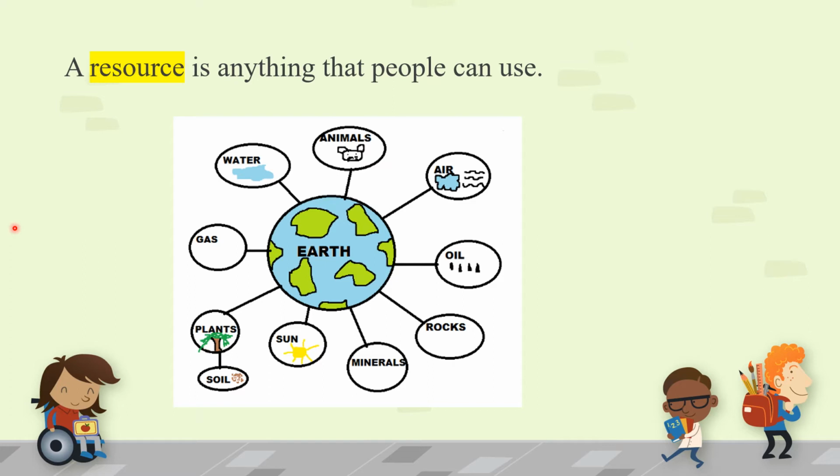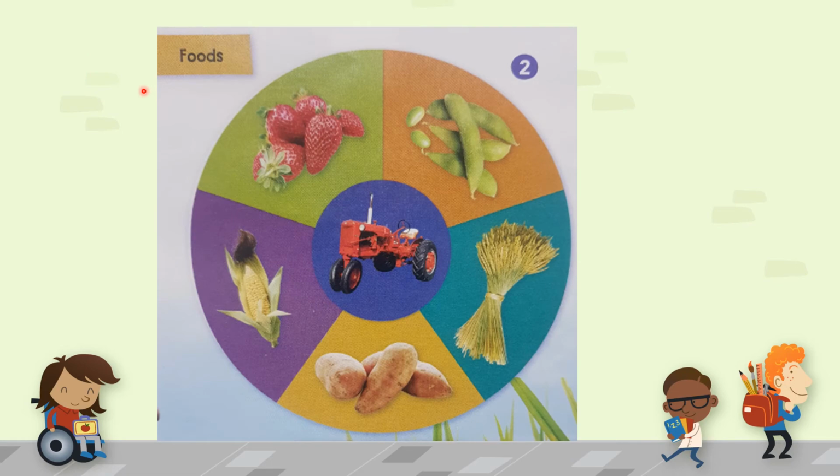People adapt to their environment by using the resources around them to live. Much of the land on Earth is covered with soil. People use soil to grow food on farms. Many of the foods that you eat come from farms all over the country. Can you name all of the crops that are shown on this wheel? These are soybeans, wheat, sweet potatoes, corn, and strawberries.